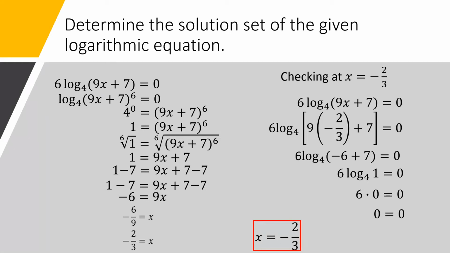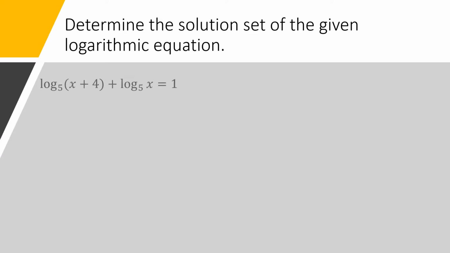Let's have the last example. So the logarithm of the quantity x plus 4 with base 5 plus the logarithm of x with base 5 equals 1. As you can see here, there are two logarithms on the left side. So as much as possible, we want a single logarithm on one side, either right or left.